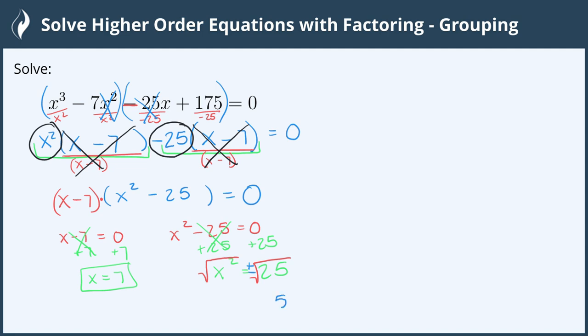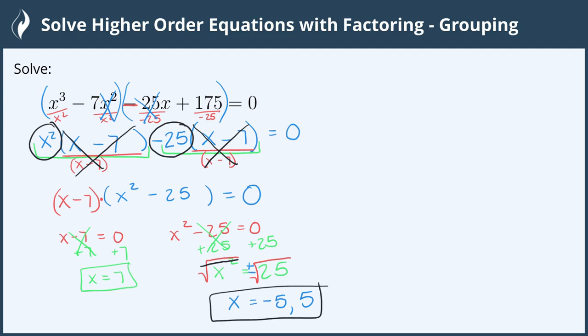evaluates to be 5, and positive 5 times positive 5 does equal positive 25, but negative 5 times negative 5 also equals positive 25. So we have the answers of negative 5 and positive 5 that equal our x. And this is x because the square root negates the squared, so we're just left with x.